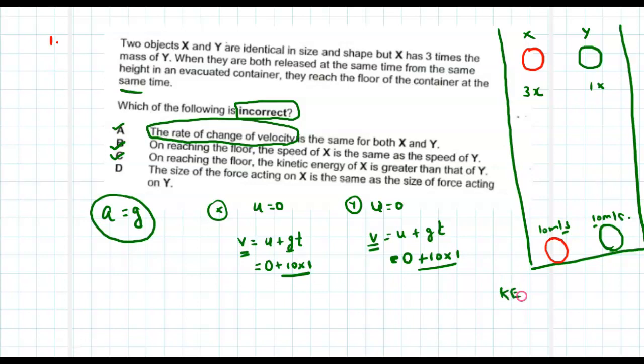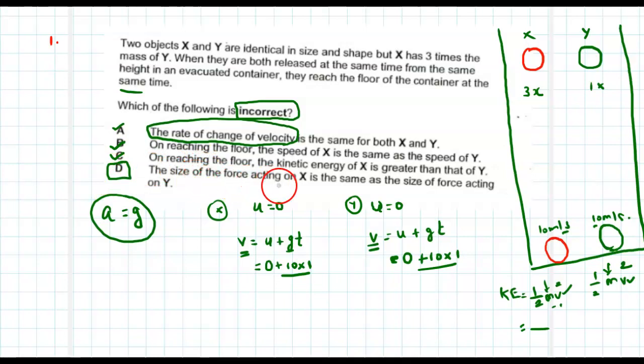Kinetic energy depends on mass. What is the formula? Half mv squared. Here is half mv squared. Here the velocity is the same, but what about the mass? This mass is greater, this mass is less. So the greater the mass you multiply, the greater the kinetic energy will be. So this option is incorrect.